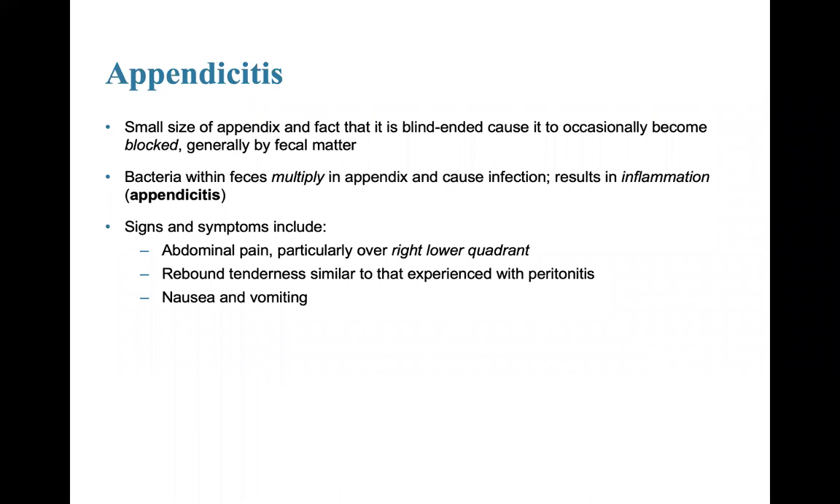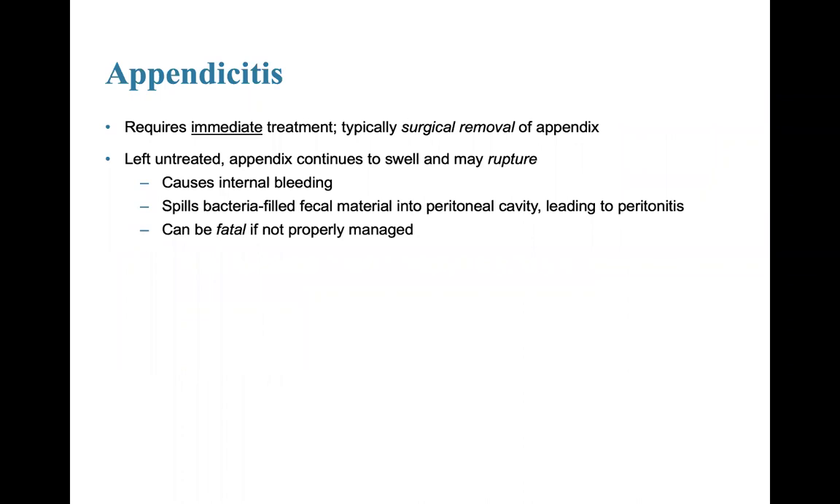Signs and symptoms of appendicitis include abdominal pain, particularly over the right lower quadrant, rebound tenderness, similar to that experienced with peritonitis, nausea, and vomiting. This requires immediate treatment, and the treatment for this is removal. You want to remove this before it bursts, because if the appendix bursts, you're releasing boatloads of bacteria into sterile areas, which could cause sepsis. If left untreated, this can rupture, causing internal bleeding and spillover of bacteria and fecal material into the peritoneal cavity, and this could be fatal if not properly managed and cleaned out.